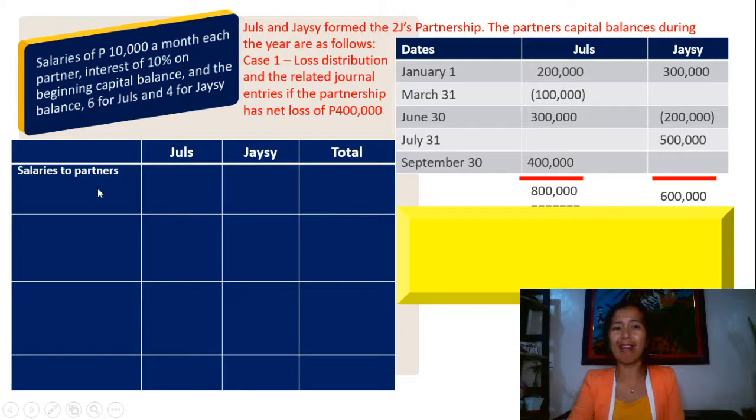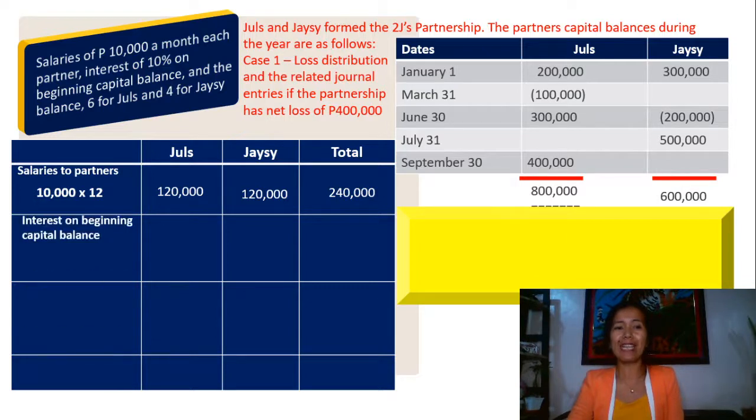So that is 10,000 times 12. Since it's for each partner, for Jules that is 120,000, the same amount for JC, with a total amount of 240,000. Next in the agreement, the provision of interest. By how much? 10% based on the beginning capital balance. So you write there, interest based on beginning capital balance. These 200,000 and 300,000 are the capital balances of the partners.